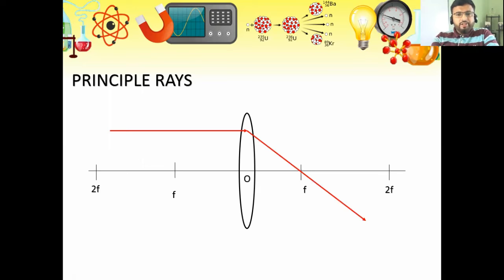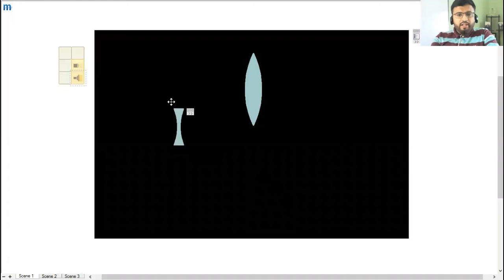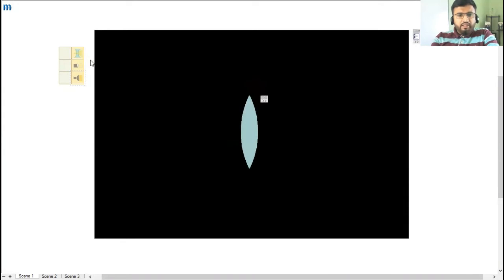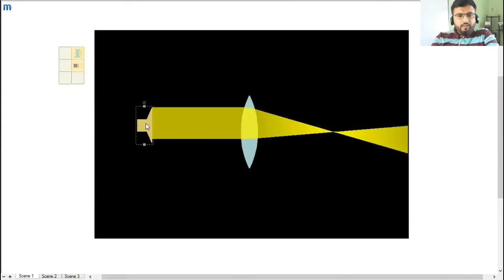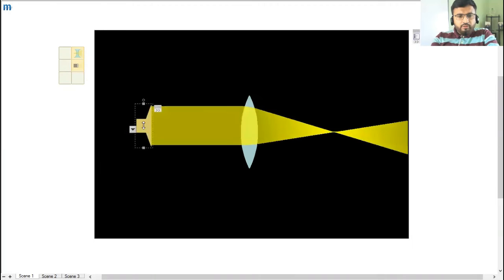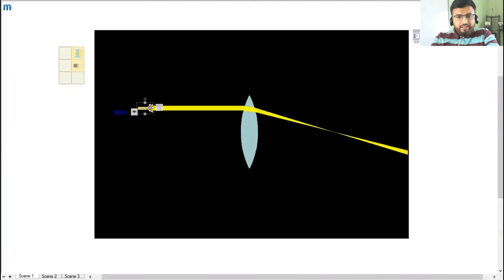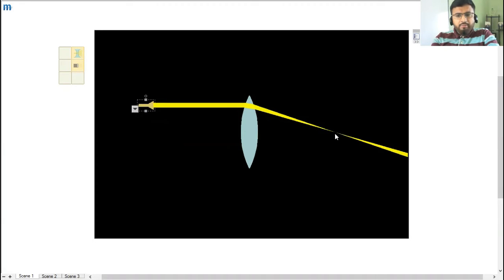So let us do it experimentally. Over here we have a convex lens and we will pass a thin beam of light which is parallel to the principal axis. We can see that all the light beams are converging to a single point, the focus.